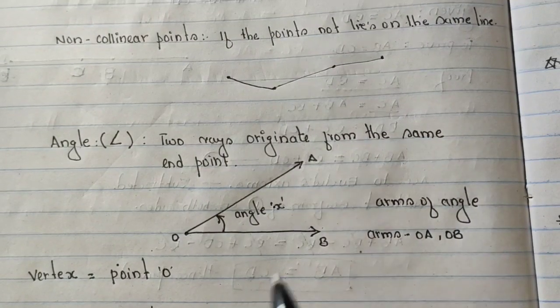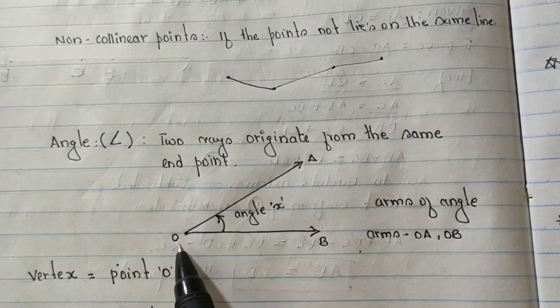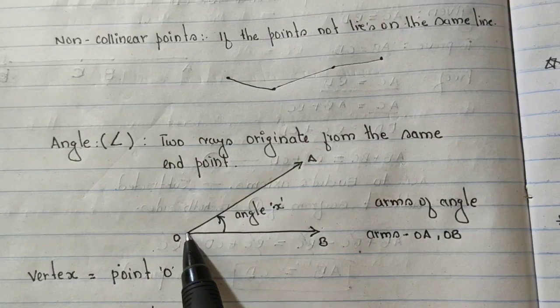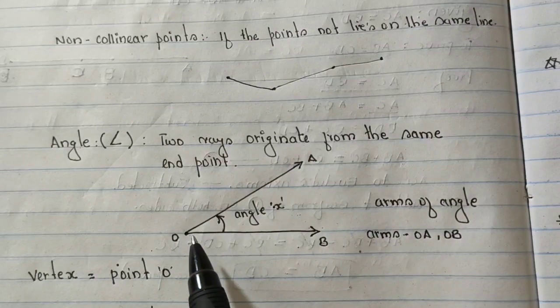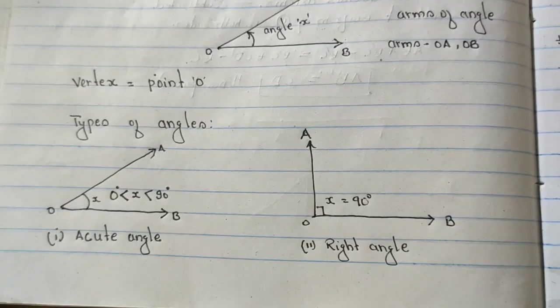Now what is a vertex? Here the vertex is the point O. This is the vertex from which these two arms of the angle are drawn. Now moving to types of angles. A few types of angles are there.